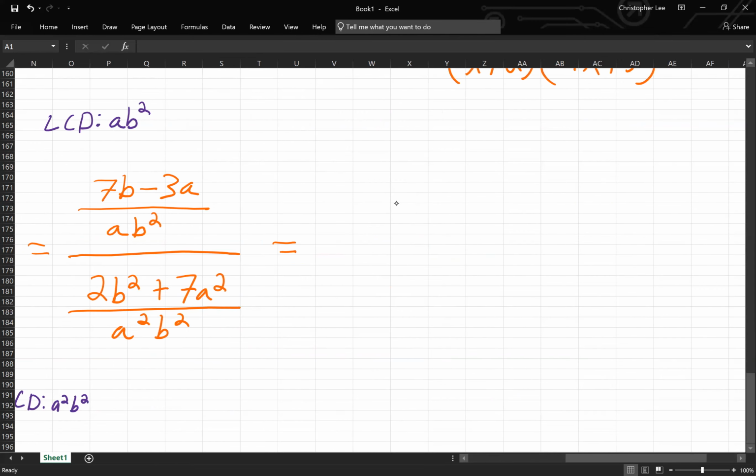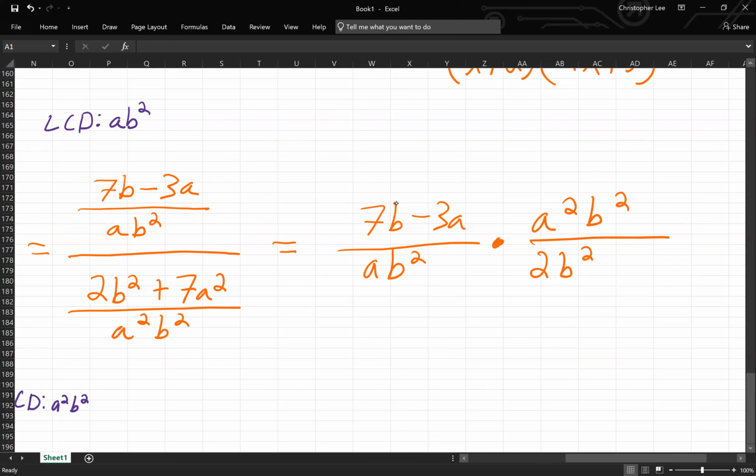In keep, change, flip, I'm going to keep the numerator, 7B minus 3A over AB squared. Now I'm going to flip the denominator and change this to multiplication. So multiplication, then A squared B squared over 2B squared plus 7A squared. At that point, nothing else is left to factor, so cross out the like terms.